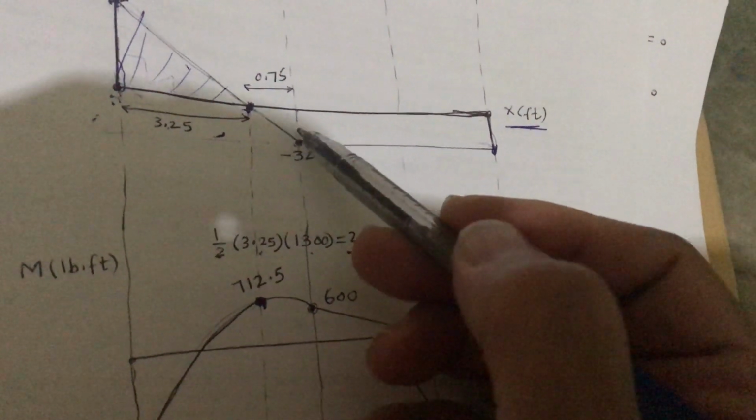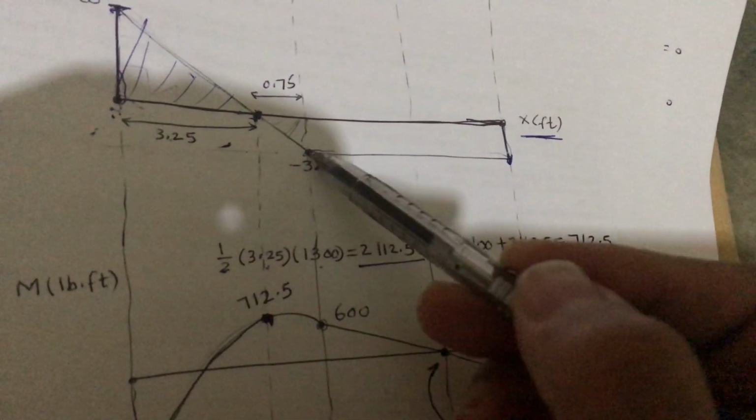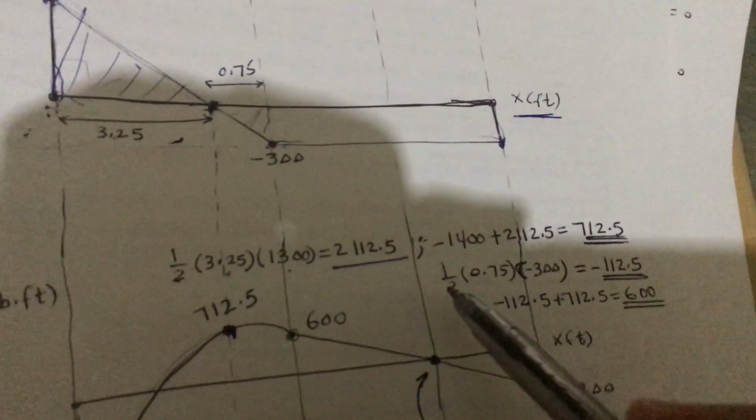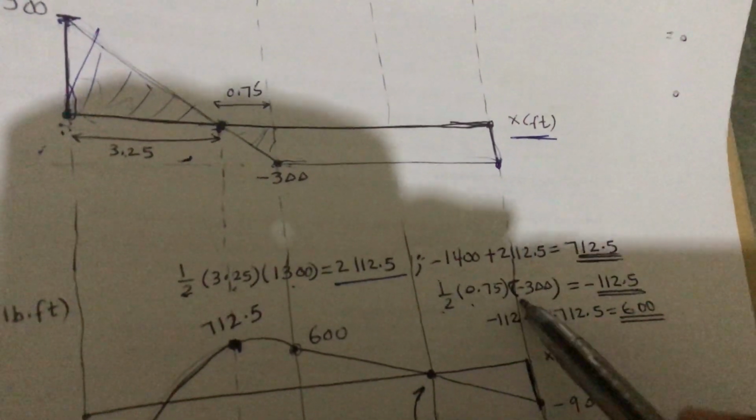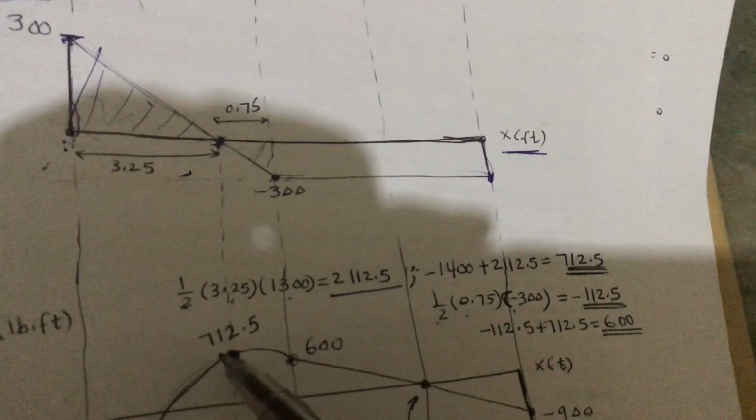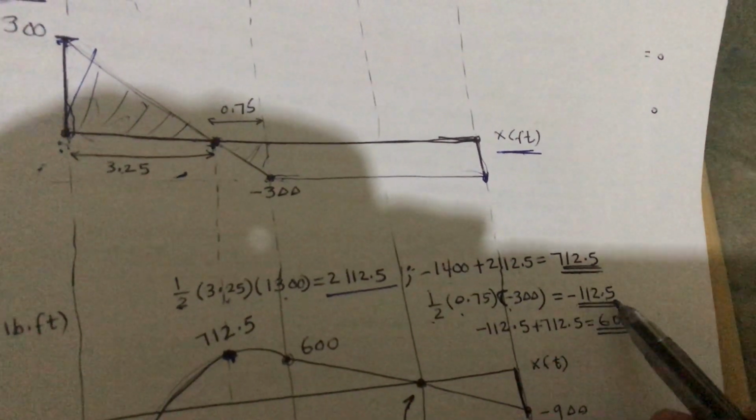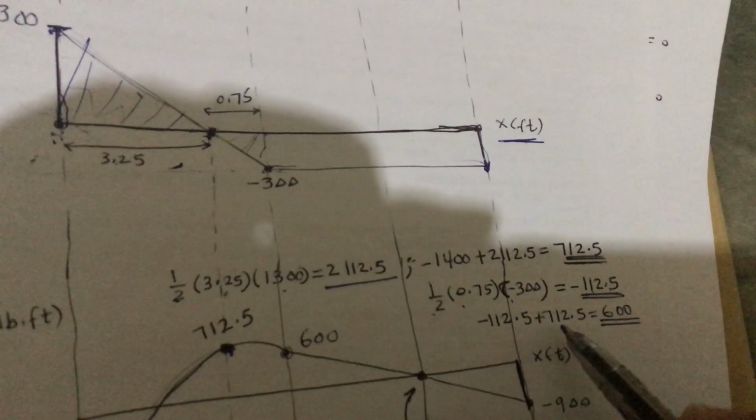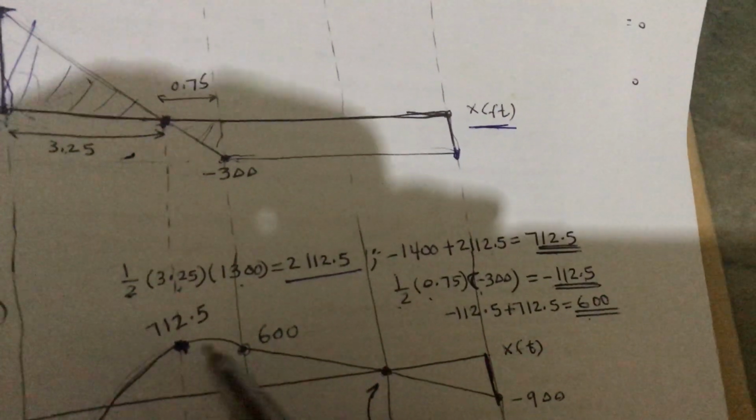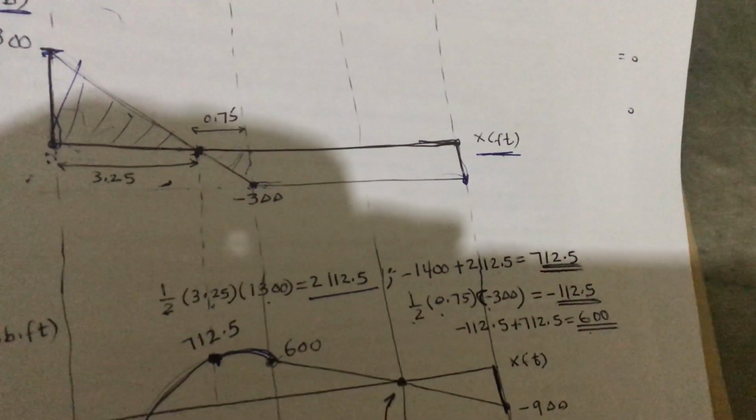So now we're going to have a moment that is the area under this curve. So we know it's 1/2 times minus 300 times 0.75. So 1/2 times 0.75 times minus 300, that will give you minus 112.5. You add it up to the 712.5, so minus 112.5 plus 712.5, you will get 600. So this one from here to here, you will get concave down and 600.